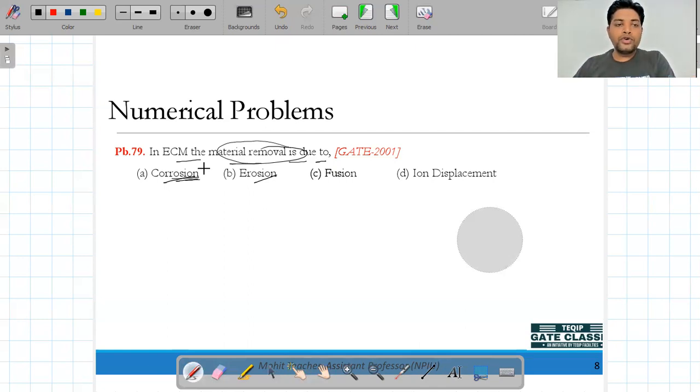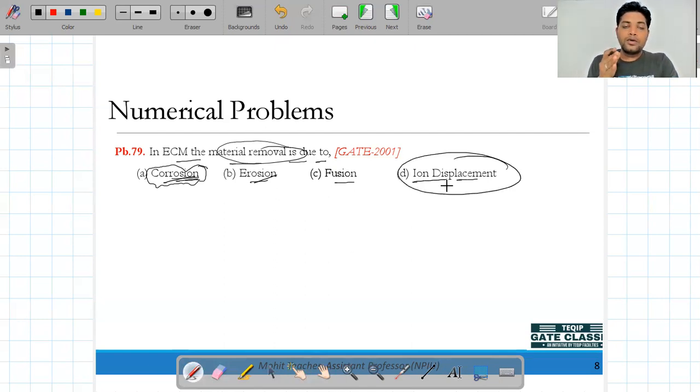But you should consider this property for the tool while selecting the tool material. Please keep that in mind. Erosion, there is no erosion. Fusion, no fusion. Ion displacement, obviously, as I said in the reaction part, whatever electrolyte you are taking should be ionized. If it is deionized, there will be no removal of the material, no depleting of the material. So in the ECM process, the material removal depends on ion displacement.